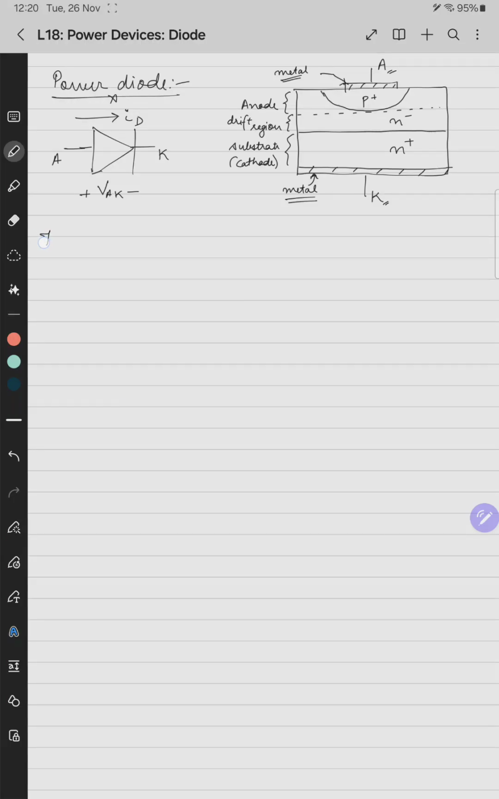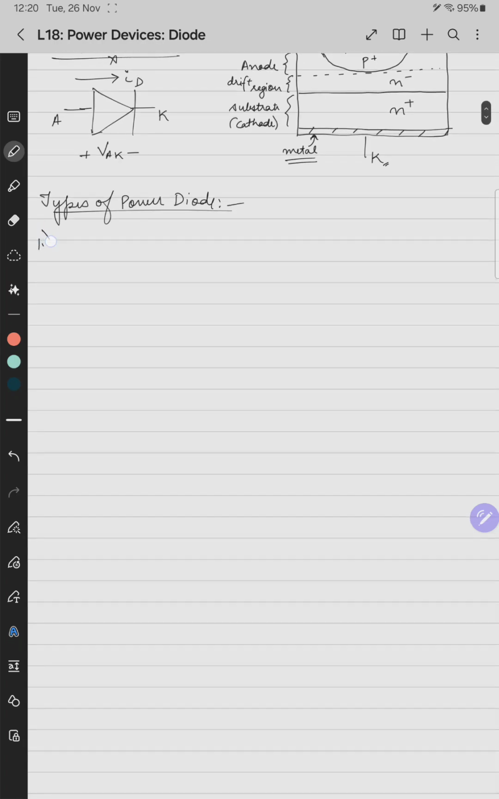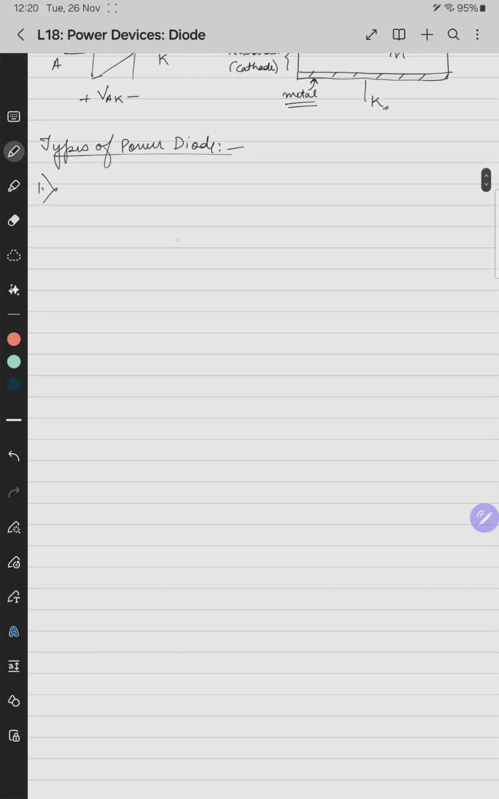Now if we just see the types of power diode, basically there are three types of power diodes. The basis on which they are classified depends upon their power rating, which is the voltage and current rating, and it is also dependent on the speed of operation of it. We will see it in this lecture. So the first type of power diode is called a rectifier diode.